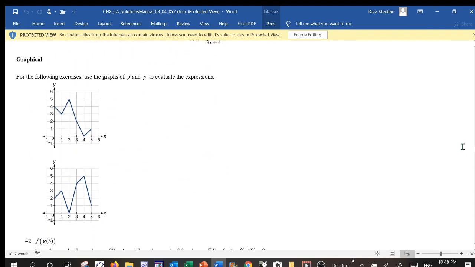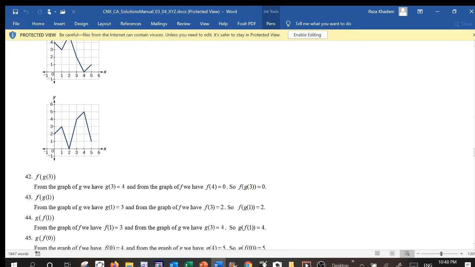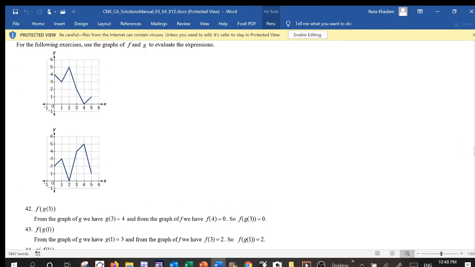All right, let me do another one. I'm just going to do one with the graph. So if you are given something with the graph, from here, number 42. If I want to do f of g of 3 and I have graphs, then I have to go to g. Let's say this is f, this is g. So I go to 3 and I go to 4 right there. You see g of 3 is 4. Put a 4 here. So f of 4 is 0. That's how we do those.